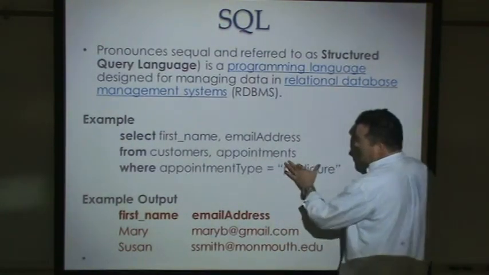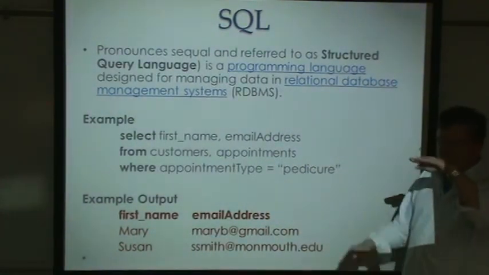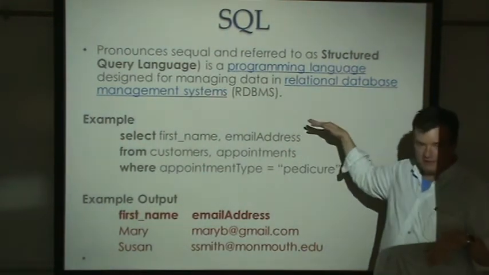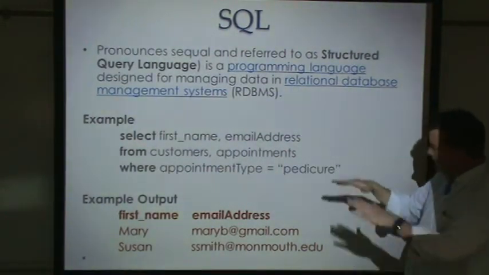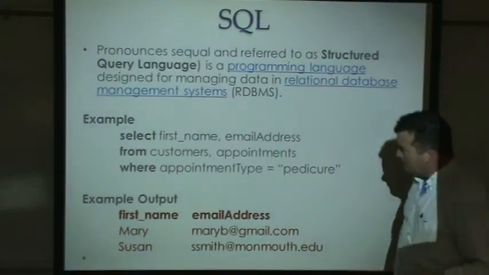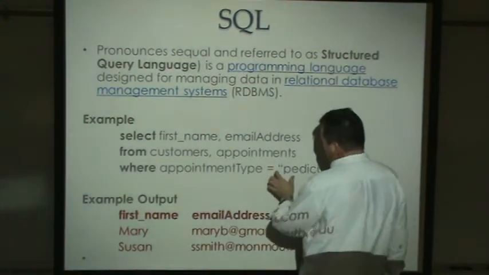And we have a table full of appointments. That means this customer met this person on this date at this time for this service. That would be another table in our database. And then we say where appointment type equals pedicure.